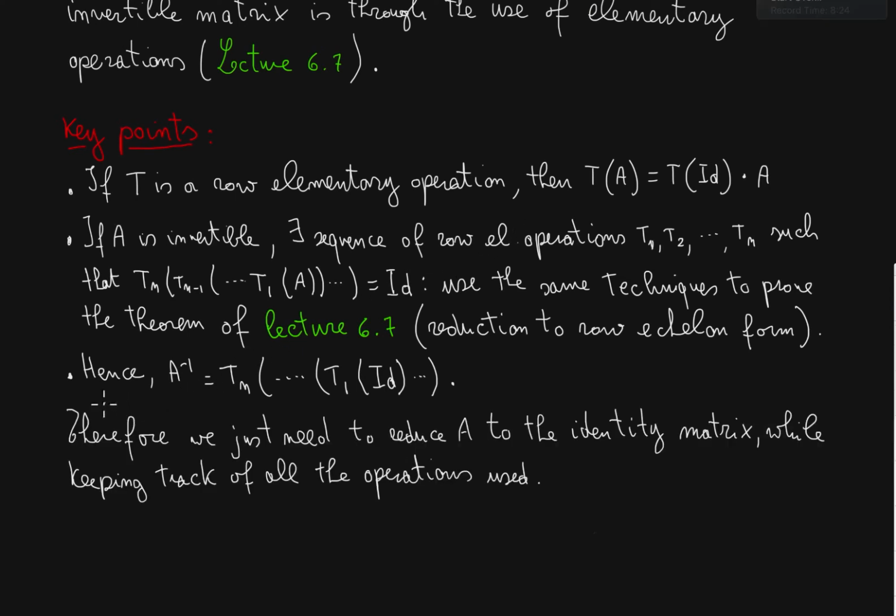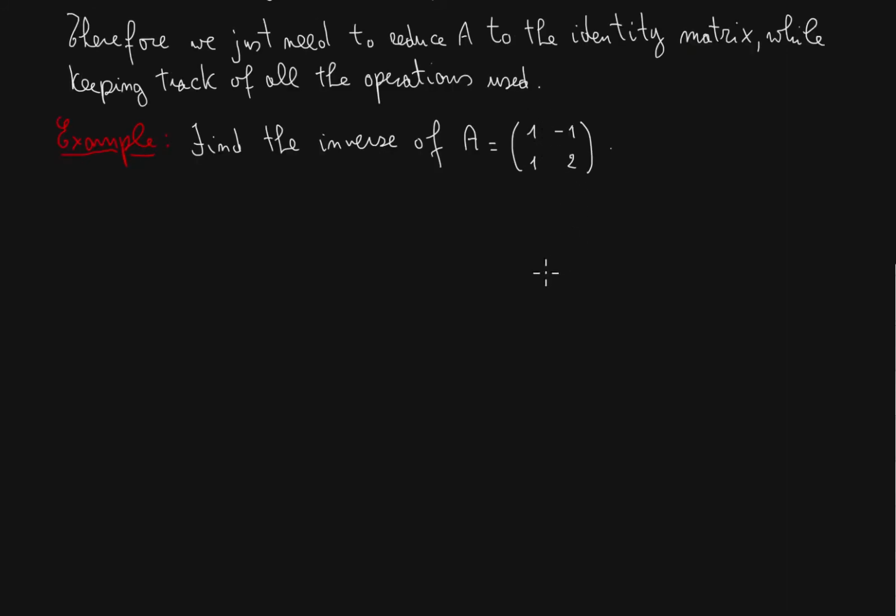We've just shown that we need to apply this technique to reduce A to the identity matrix by row elementary operations, while keeping track of all the operations used. And then we apply all of them in the same order to the identity matrix. Let's see this in an example.